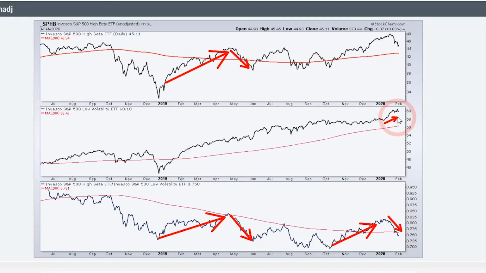And there you can see low volatility moving higher, led by utilities and REITs, and you can see the high beta ETF moving lower, led by technology and consumer discretionary. So that's why we have this ratio moving lower, because the defensive names are moving higher and the offensive names are moving lower, and that signals some risk aversion in the stock market.